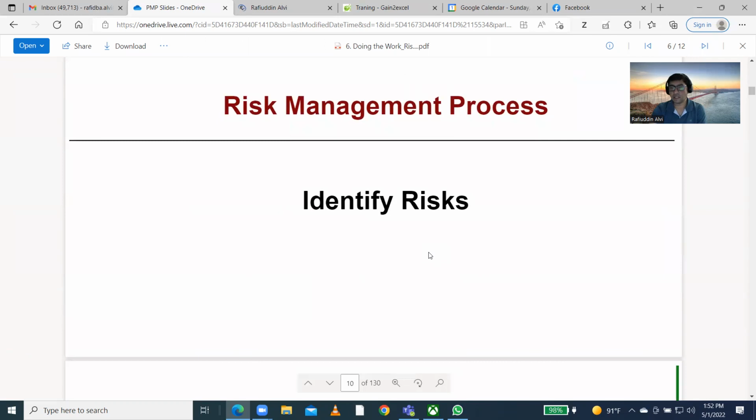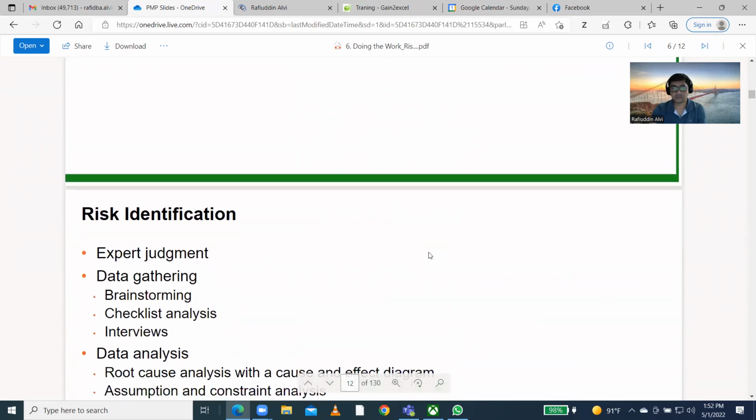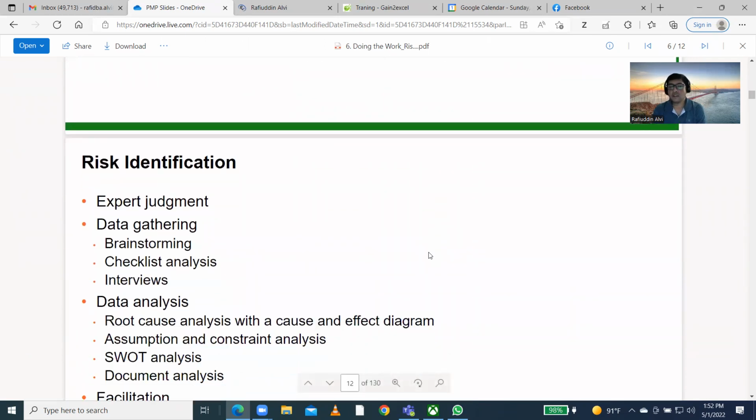So how do we identify the risk? Basically, for identifying the risk, you need some kind of expert judgment, from people who are already involved in the project, or people with expert-level knowledge in managing similar projects. So you can take expert advice from them. Then there are data gathering techniques like brainstorming. You will have a facilitation session where you take feedback from different team members, and then you come to some points. Then you have checklist analysis. Then you have interviews.